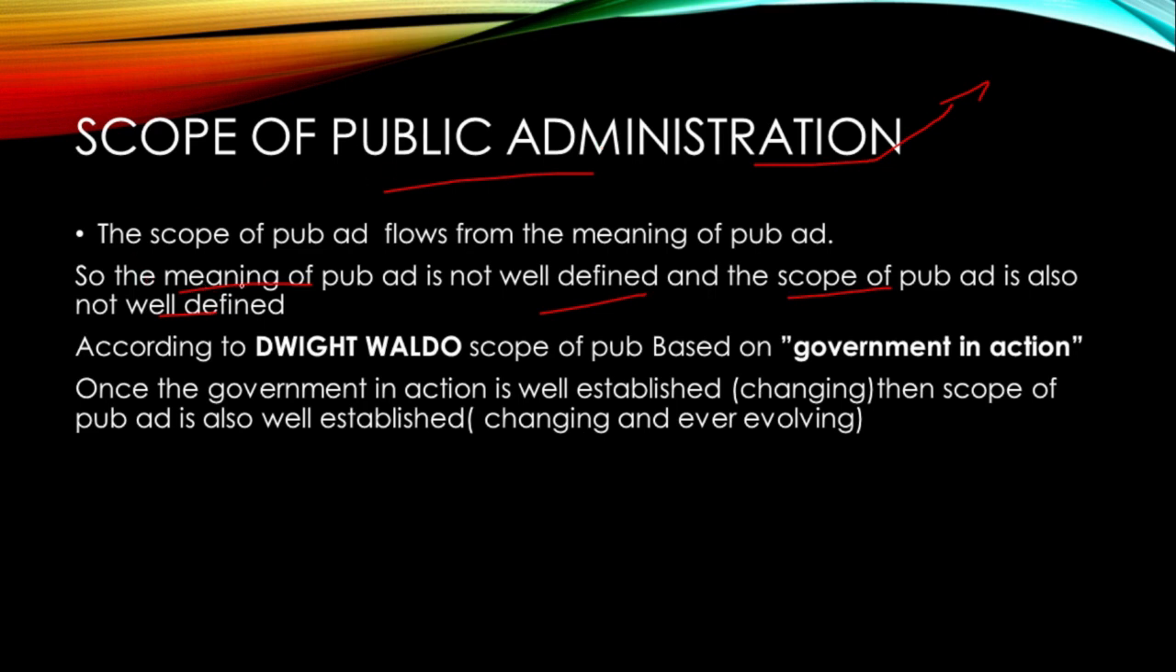If the meaning of public administration is not well defined, then the scope of public administration is also not well defined. According to Dwight Waldo, the scope of public administration is government in action. So the government is going to do its work, and that is called the scope of public administration from Waldo's perspective. Once government in action is well established, the scope of public administration is also well established.